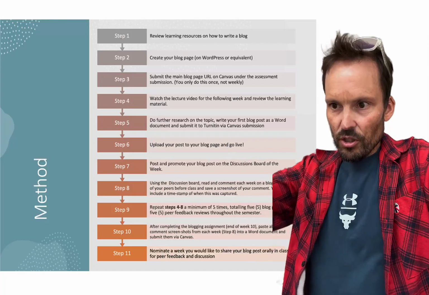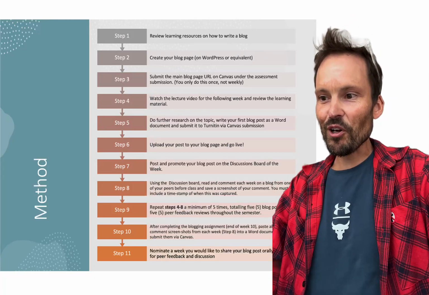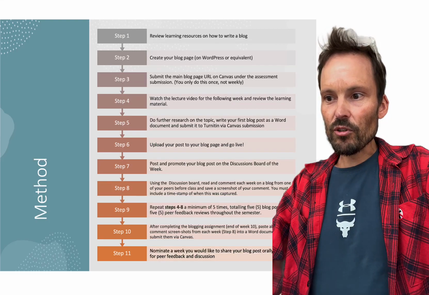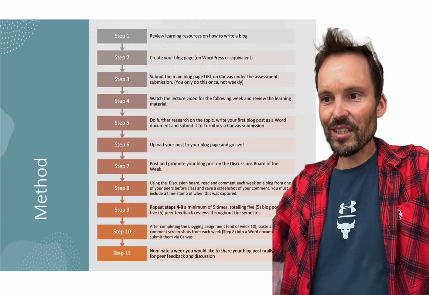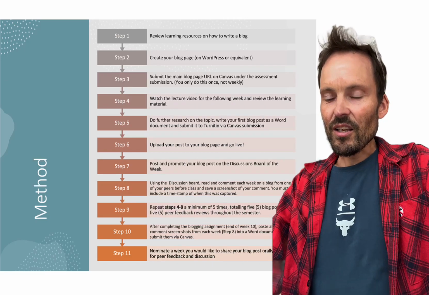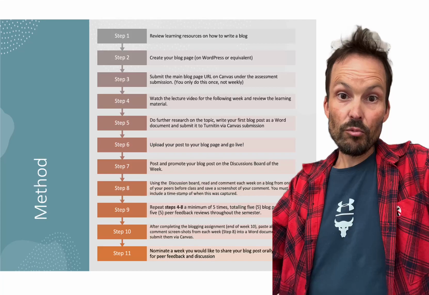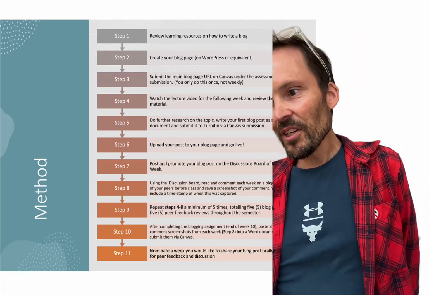So then you need to repeat those steps 4 to 8, minimum 5 times, totaling 5 blog posts, and then also 5 times doing that peer feedback for step 8. So you can choose, and a good idea would be to alternate. When you haven't written, that's when you give feedback, because then you get the most out of each topic.